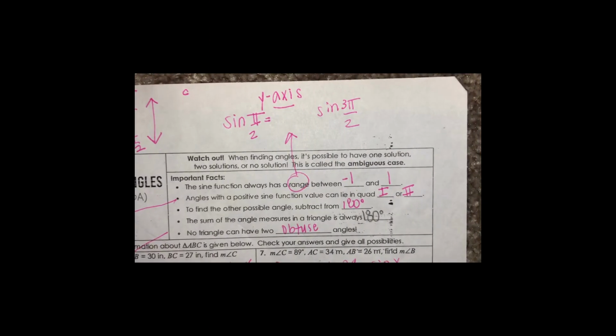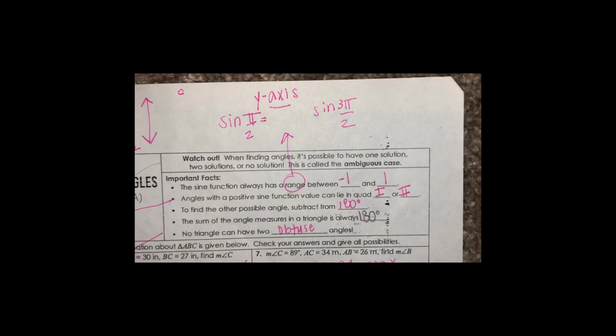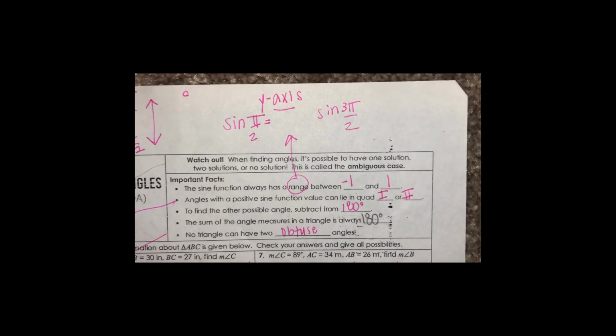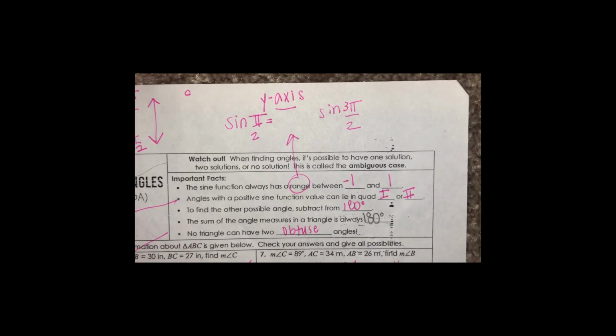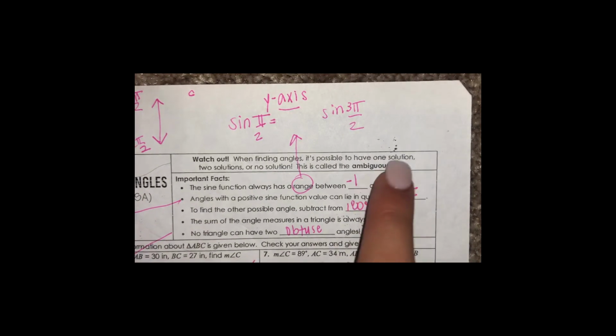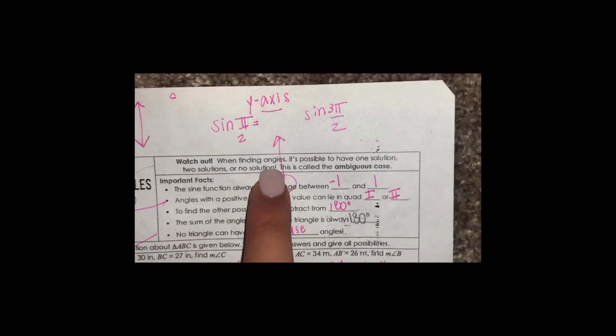Okay, so we're still talking about the law of sines. But now we're going to learn about finding angles a little bit more in depth because this one has an ambiguous case. So we always have to watch out. When finding angles, it's possible to have one solution, two solutions, or no solution. Okay, no solution is called the ambiguous case, okay? You're going to figure that out on your own. But we're going to learn about some important facts.